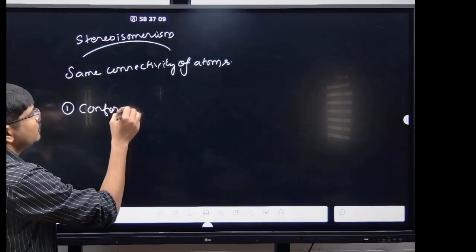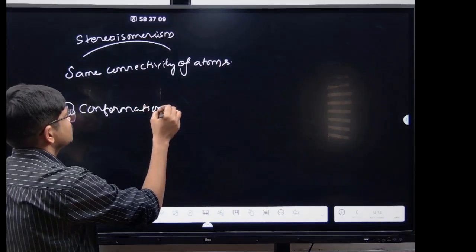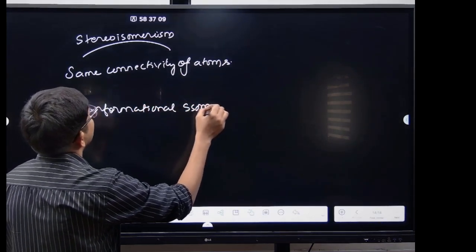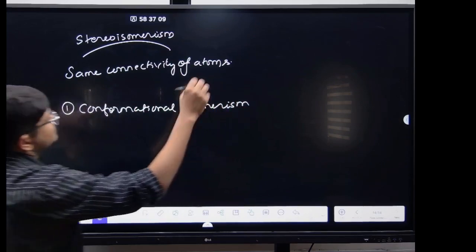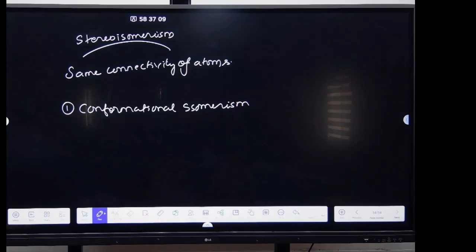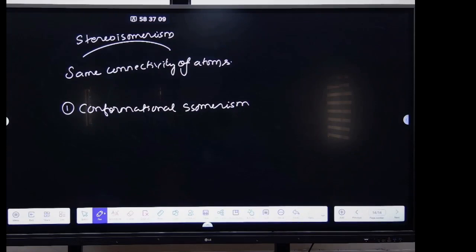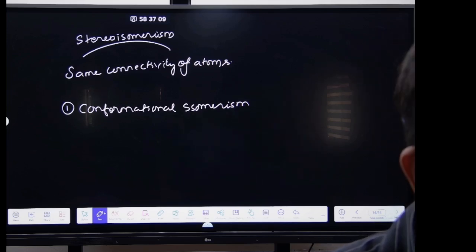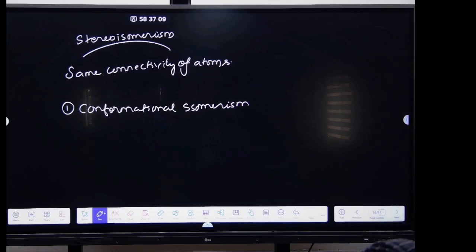The first topic I have written will be conformational isomerism. What do you mean by that? In conformational isomerism, you know, a single bond can rotate, right? However, if you want to rotate a double bond, it will not be possible. Got it? So around a double bond, you cannot rotate the bond. However, in a single bond, you can rotate like this one.